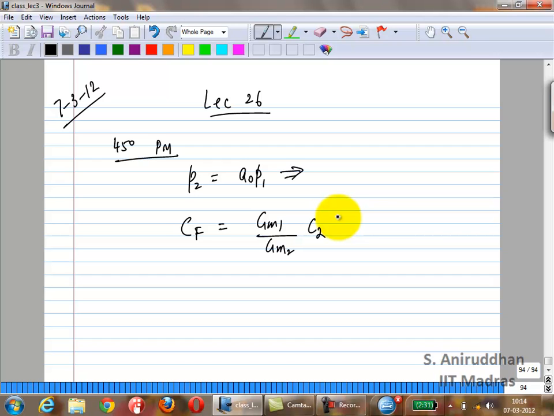So all the GO1s get cancelled. It just happens to be a ratio of GM1 over GM2 times C2. C2 is quite possibly your load capacitance, right? Maybe from the next time onwards, I'll just start calling it CL. Now, this happens to be the same value even if you do it for the previous case. Pretty straightforward.